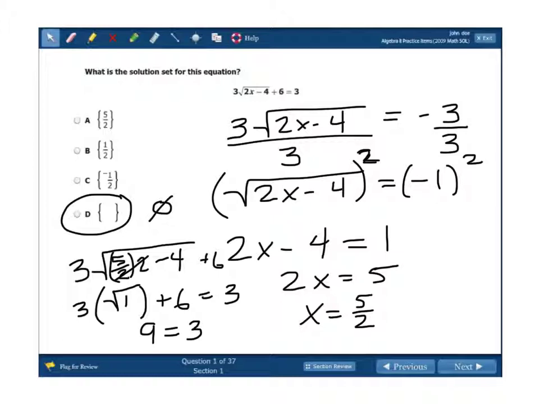What kind of equations do we check? Radical equations like this one, and the other one is absolute value equations. Other polynomial equations, you should be all set with what you find.